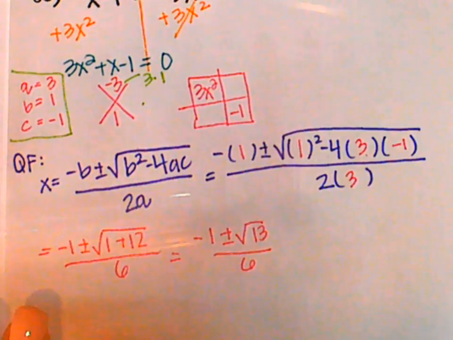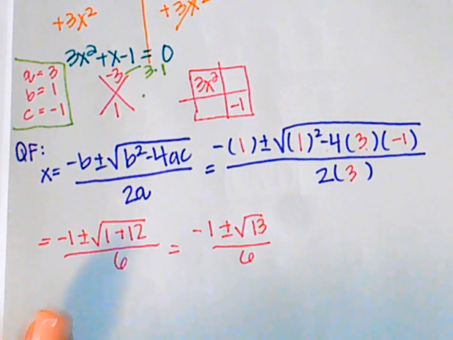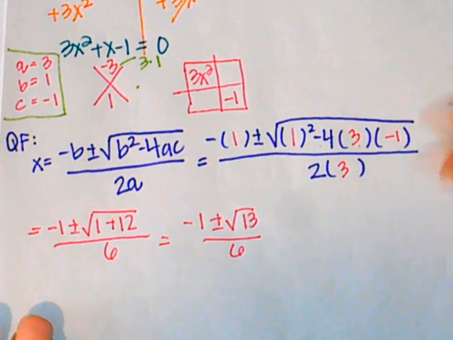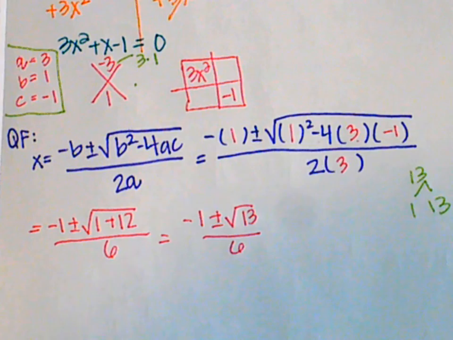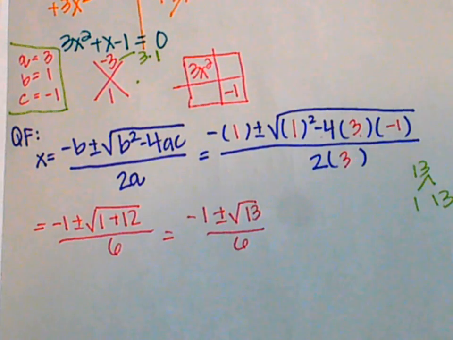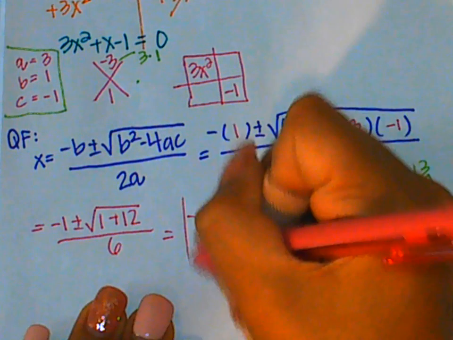Now I want to take that 13 off to the side and see if I can simplify it, but 13 doesn't simplify into anything. It's a prime number, so the only numbers you can multiply to get that are 1 and 13. Therefore, this becomes my answer.